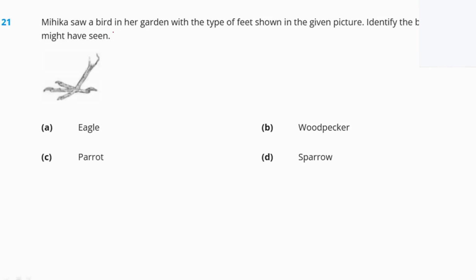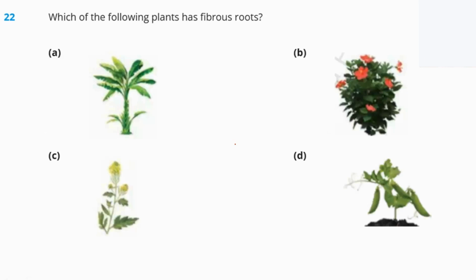Next, Mihika saw a bird in her garden. With the help of the feet shown in the given picture, identify the bird that she might have seen. So this kind of feet is known as perching feet, isn't it? Perching feet, we have it, right? So which animal has it? It is the sparrow. Sparrow will have such kind of feet, right? So option number D is the right answer.